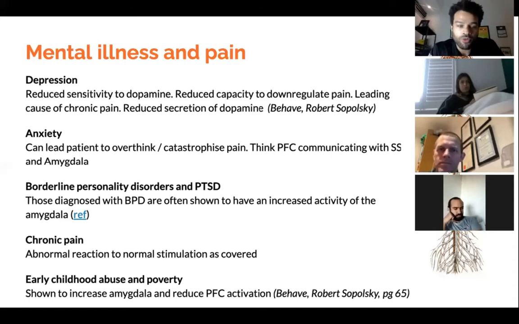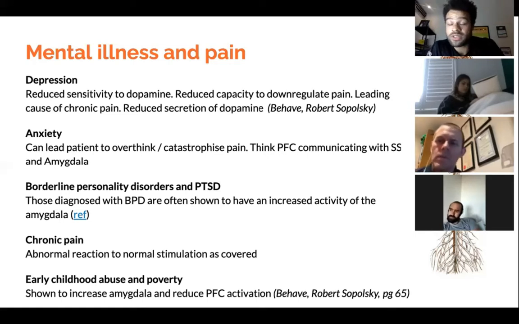Chronic pain, an abnormal reaction to normal stimulation, as covered, is also shown to have an overactivity of the amygdala. Early child abuse and poverty both cause an increased activity in the amygdala, and they can both reduce prefrontal cortex activation. This means that those who have gone through extreme poverty whilst growing up, or significant child abuse, have, I suppose we can call it, not been stuck in a fight state, but their emotions have been upregulated to protect them. The prefrontal cortex has been less stimulated. This might mean that those who have gone through these experiences find it more difficult to understand their pain, more difficult to rationalize their pain, more difficult to down-regulate their pain.